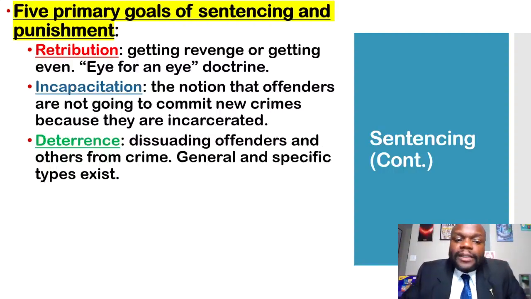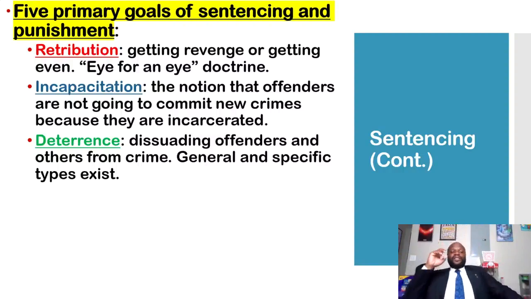Deterrence. Deterrence dissuades offenders and others from crime. We have general and specific deterrence. General deterrence deals with you and I. We know if we break the law, we can go to jail. That's why we don't break the law. Specific deterrence deals with the people who have constant criminal offenses and they're never going to get better. They're not going to stop engaging in criminal behavior.